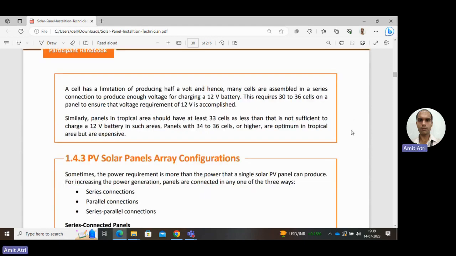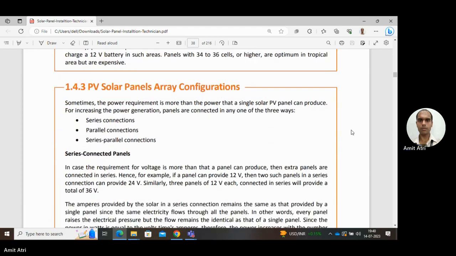So as a solar cell is producing a lower voltage, and we need a higher voltage, a 12 volt battery minimum, to power the devices which can do any useful work, for this we make a combination of cells, and that's why a panel is formed. That is the next topic, solar PV panel array configurations.